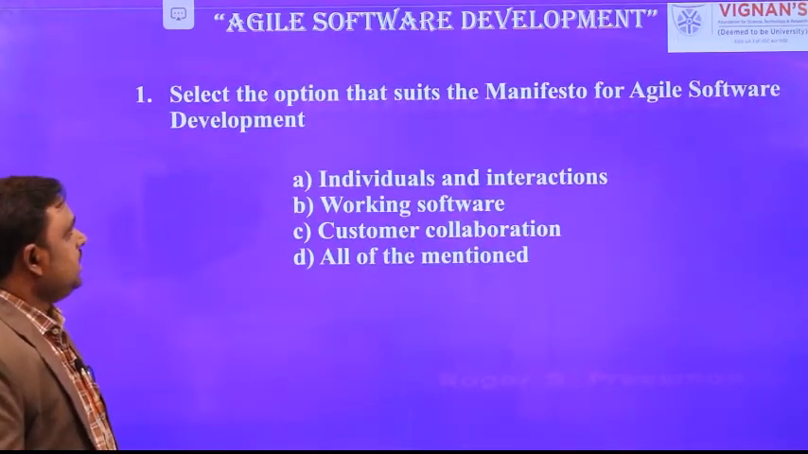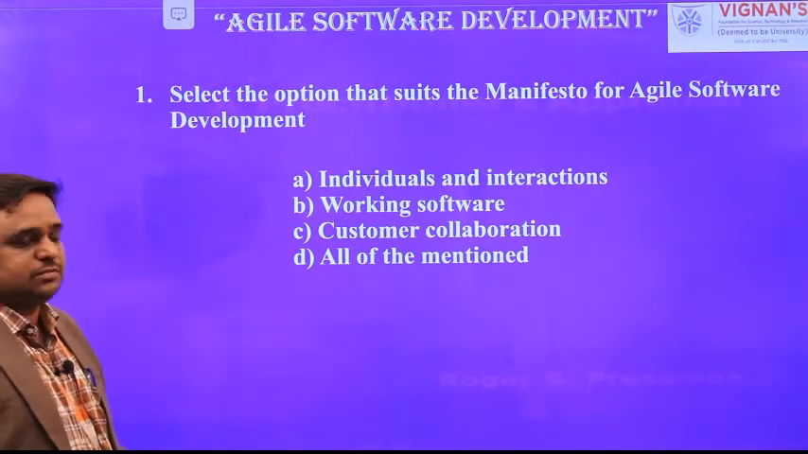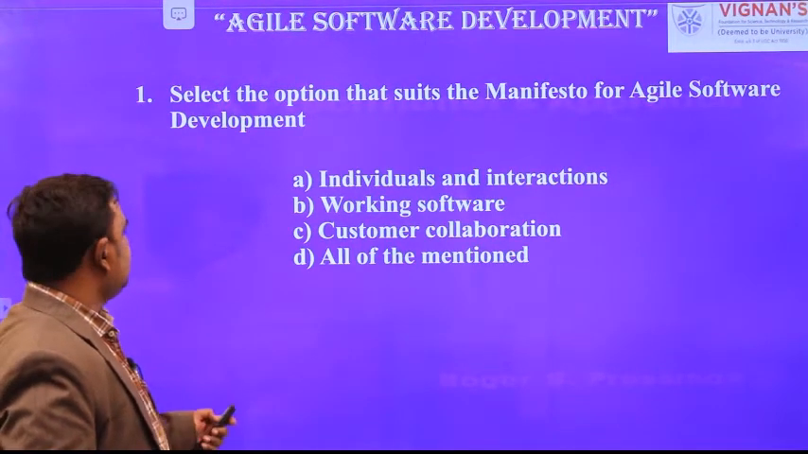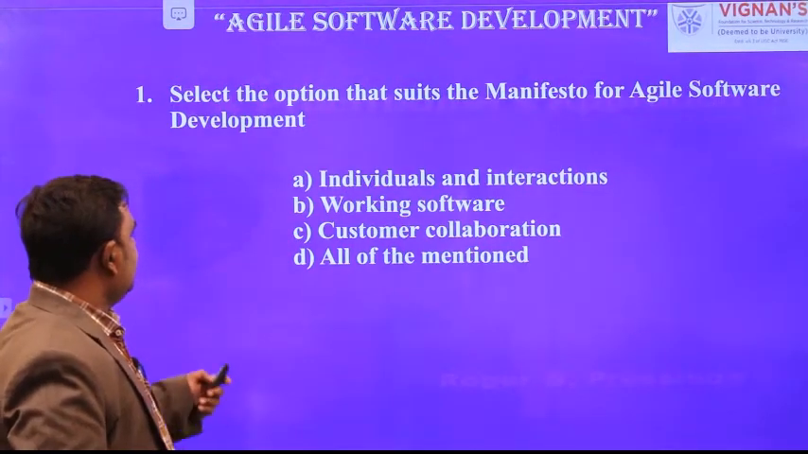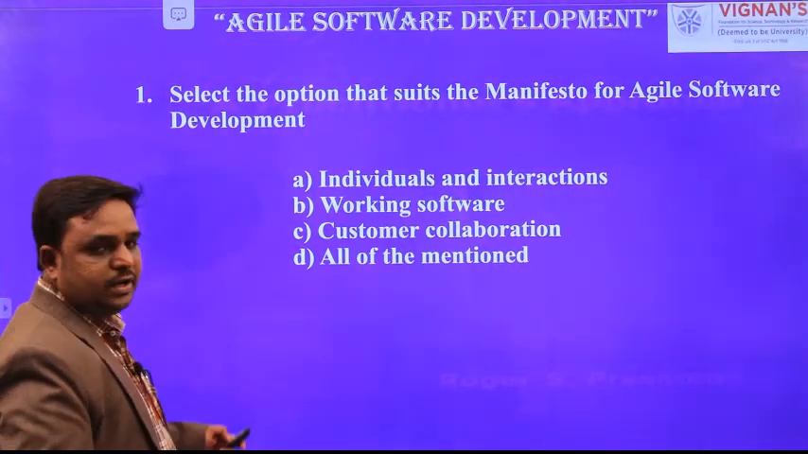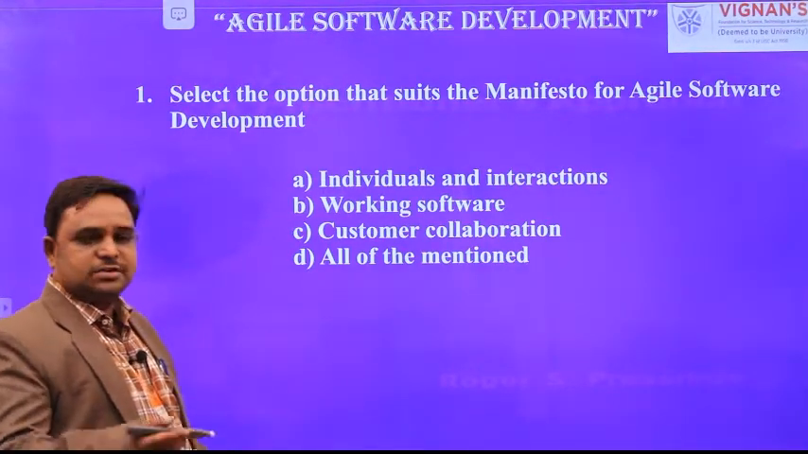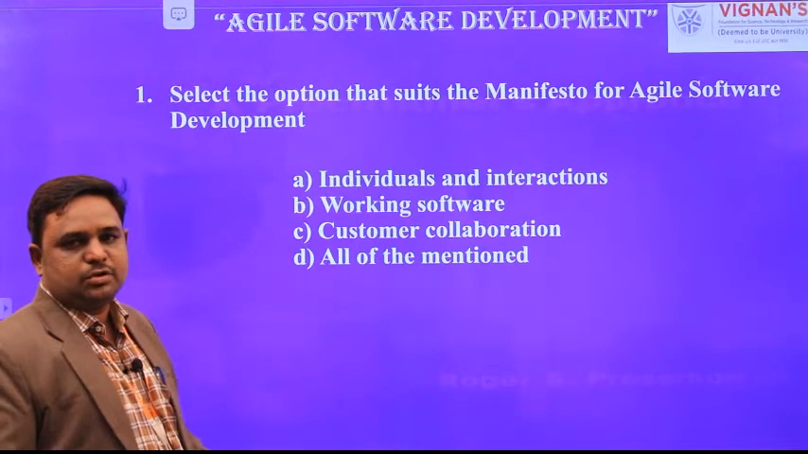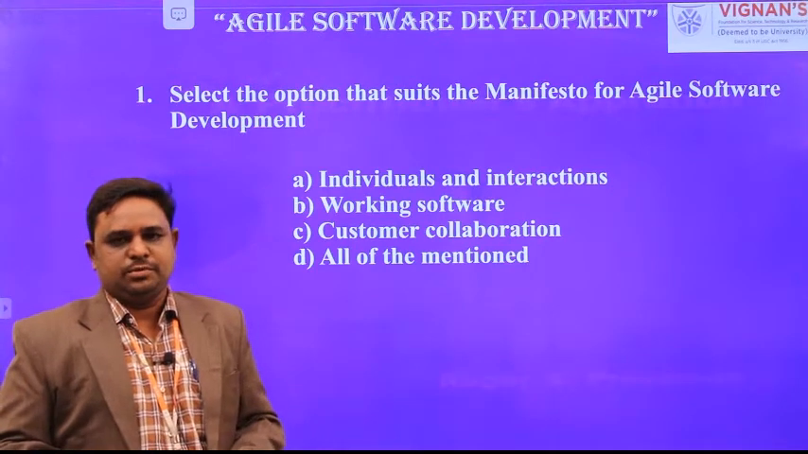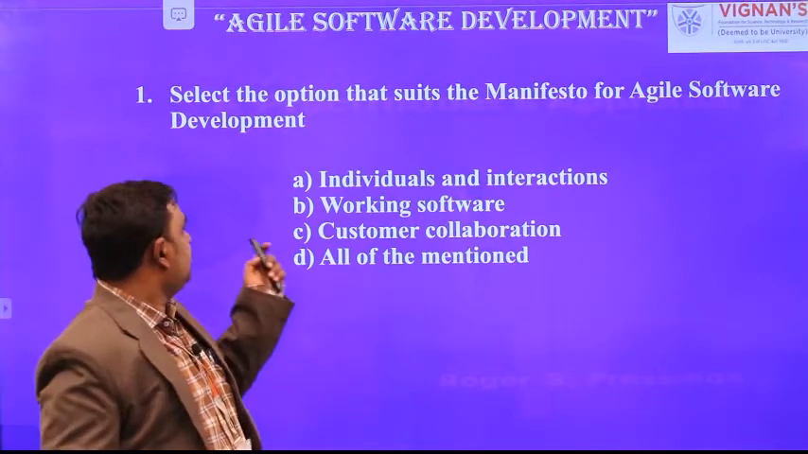First we are going to see Agile Software Development questions. The first one is: select the option that suits the manifesto for Agile Software Development. Here we have to select one option. The options are: individuals and interactions, working software, customer collaboration, and the last one is all of the above mentioned.